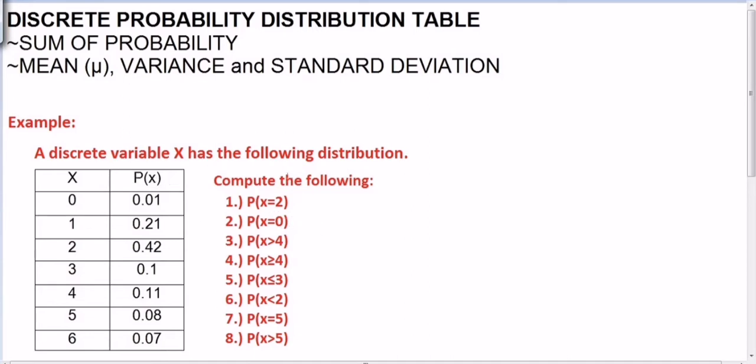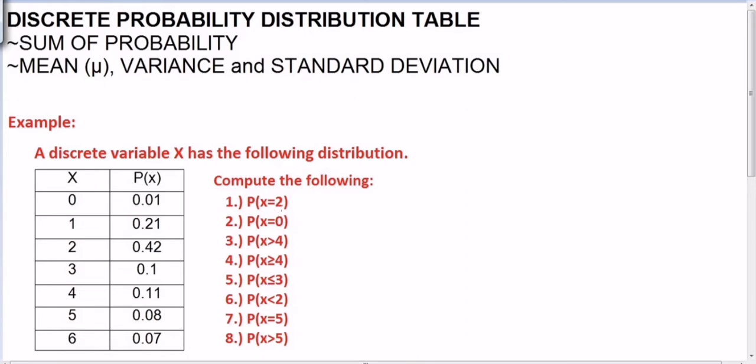A discrete variable x has the following distribution. So ito yung ating given table. We have the x column and then the probability of x. And then we have to compute this probability. Okay, so the first item or the first question is compute for the probability of x is equal to 2.